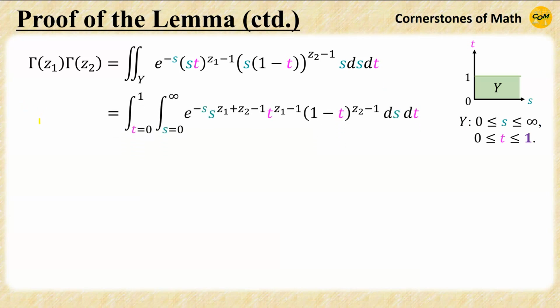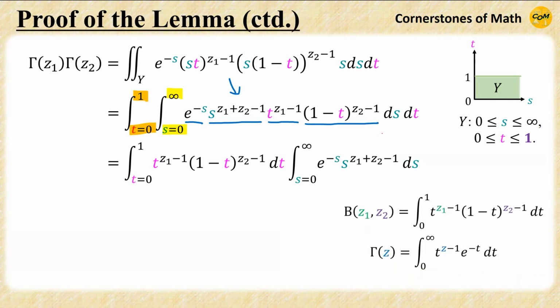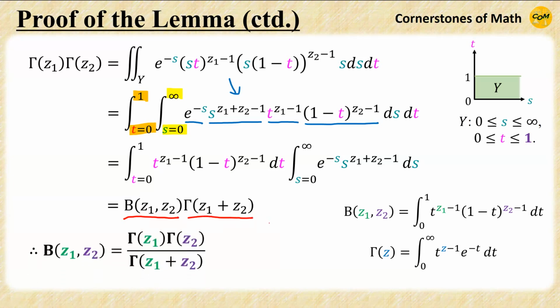First, we can write it into iterated integral form, now with s from 0 to infinity and t from 0 to 1. And if we rearrange the integrand function a little bit, we have e to the power of minus s times s to the power of z1 plus z2 minus 1 times t to the power of z1 minus 1 times 1 minus t to the power of z2 minus 1. And then we can split this into the product of two integrals. And by comparing with definitions of beta function and gamma function, we can notice that it is beta of z1, z2 times gamma of z1 plus z2. So there we have proved the lemma.